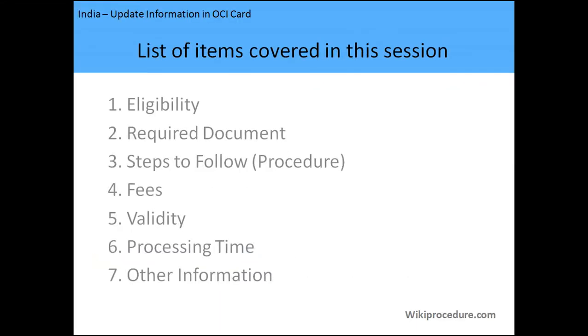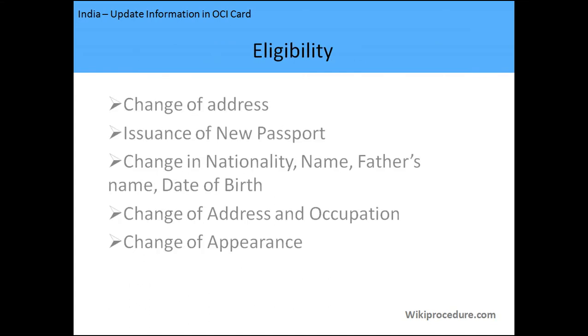These are the list of items that we're going to cover in the session. Eligibility: if you change one of the things that is listed here in this slide, you are eligible to update information in your OCI card, which is like change of address, issue of new passport, change in nationality, name, father's name, date of birth, or change of address and occupation, or change of appearance. So if there is any change in one of these, you would be eligible to update information in your OCI card.